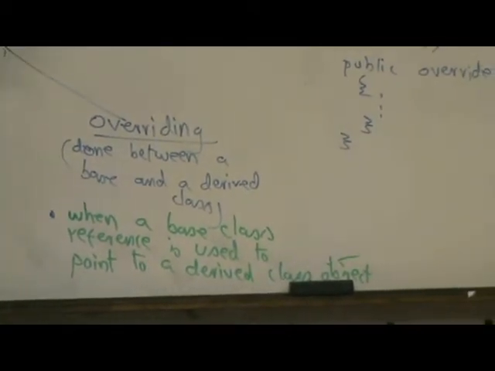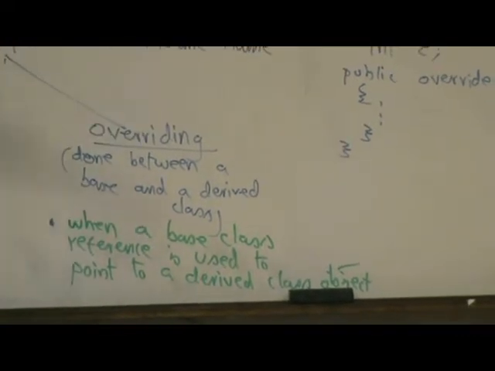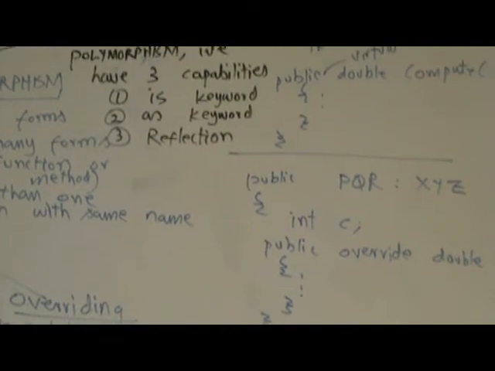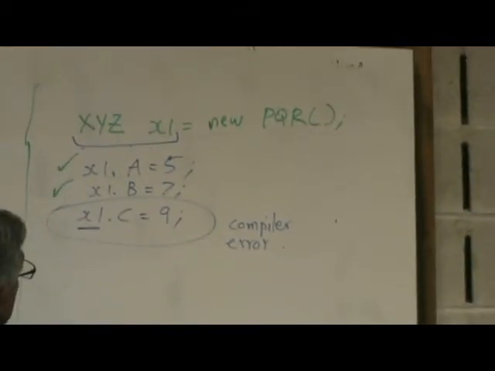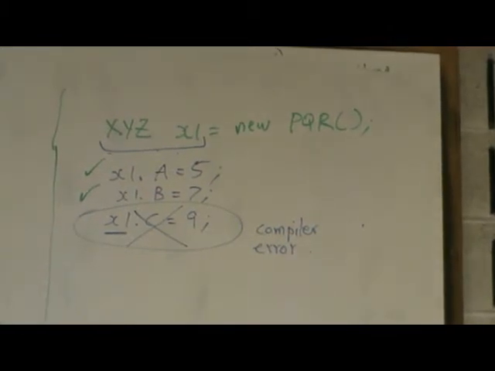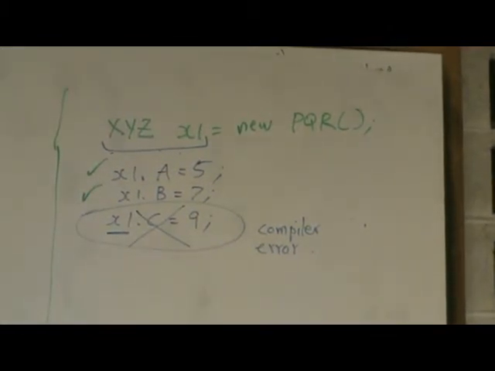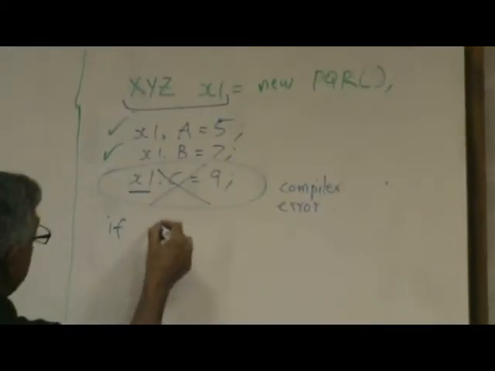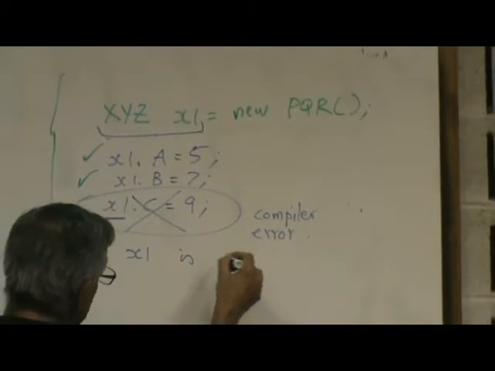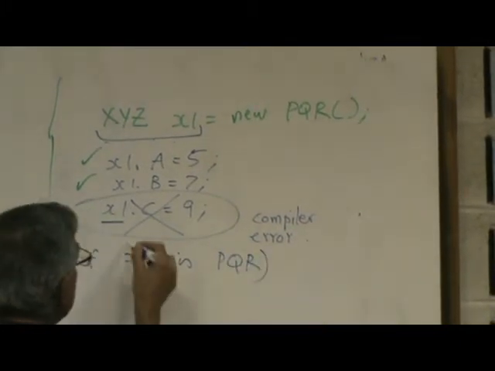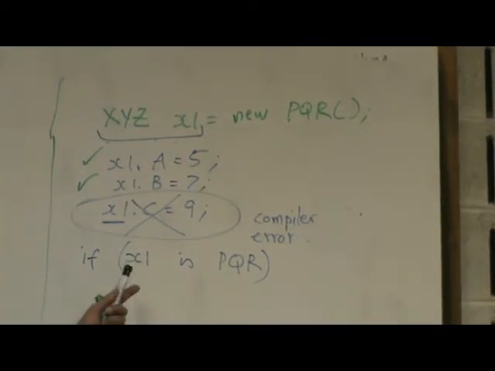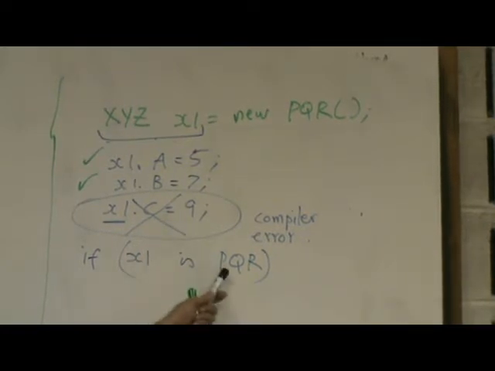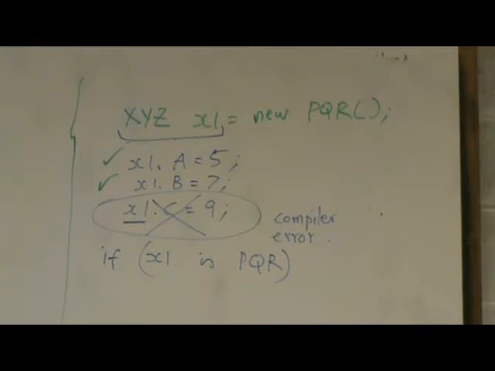So let me go 2 more minutes, at least to clarify the introductory idea. In the next lecture, we will understand it 100%. So the way we will do that is, when we say x1.c equal to 9, obviously this will not work. However, we do want to set c to some value, so we will do something like this. If x1 is PQR. Using the is keyword, think of it this way, we are checking: is x1 pointing to an object of the PQR class?